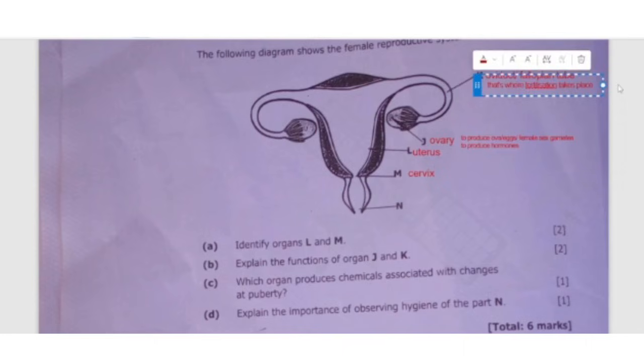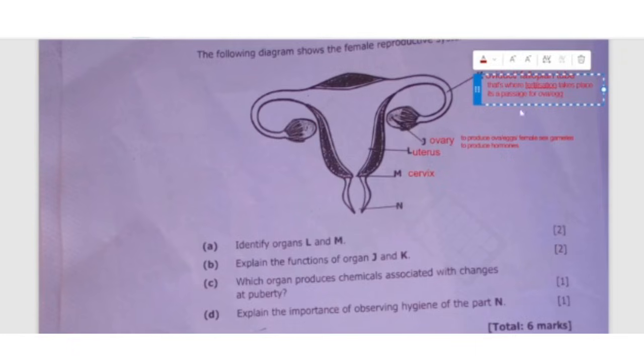We come to the second function of the fallopian tube. The second one is it's a passage for ova or eggs.